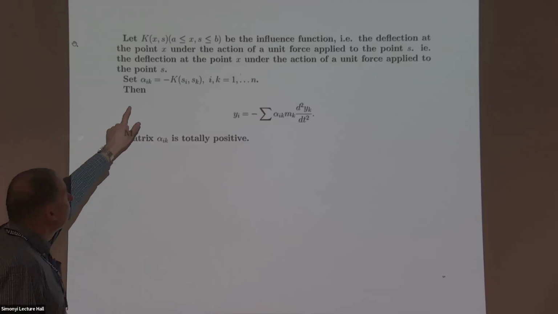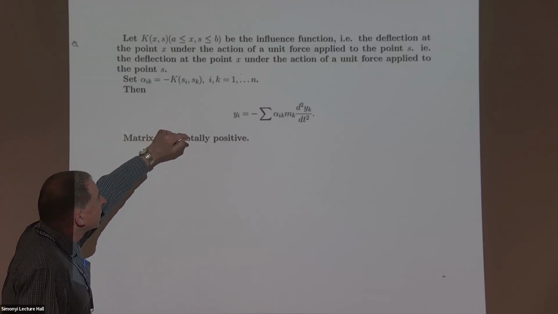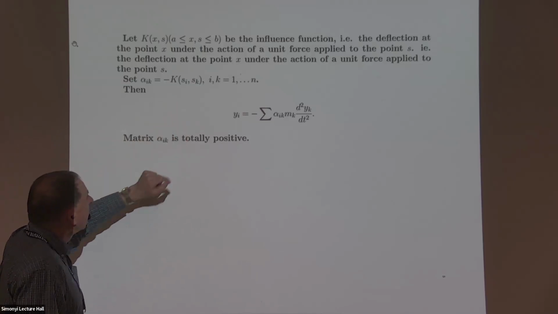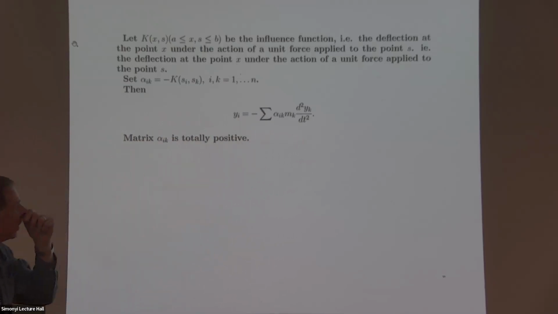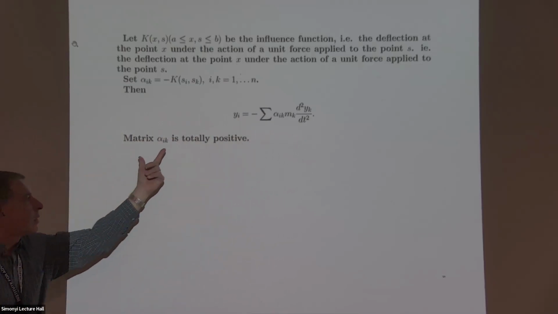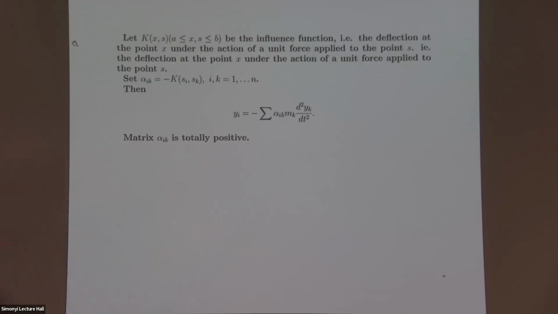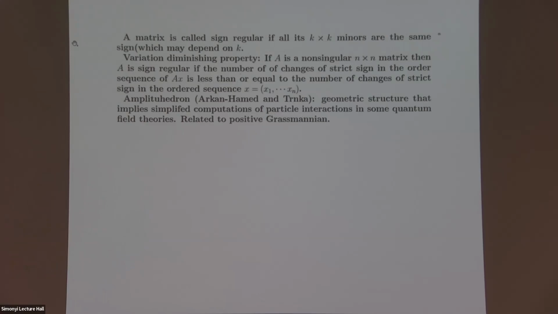And if I set alpha_ik equal to K of s_i, s_k, two of those points, y_i, the deflection, is given by this equation here. It depends on the acceleration. And it turns out this matrix alpha_ik is totally positive. So that, as I understand it, was the Gantmacher and Krein motivation for looking at totally positive matrices. So that's motivation, but not crucial for the rest of the talk. And as I say, there are all sorts of other applications.